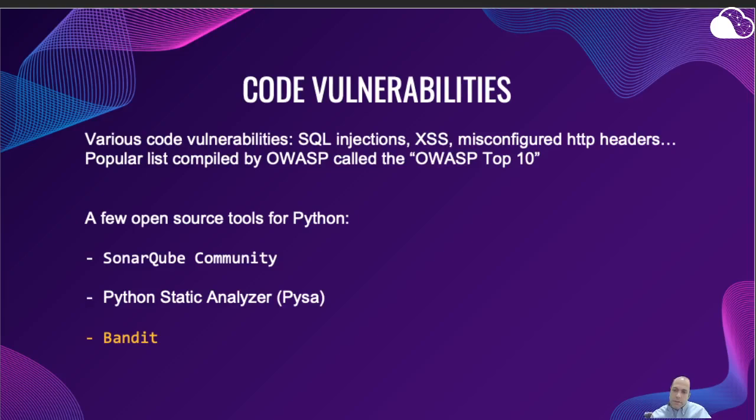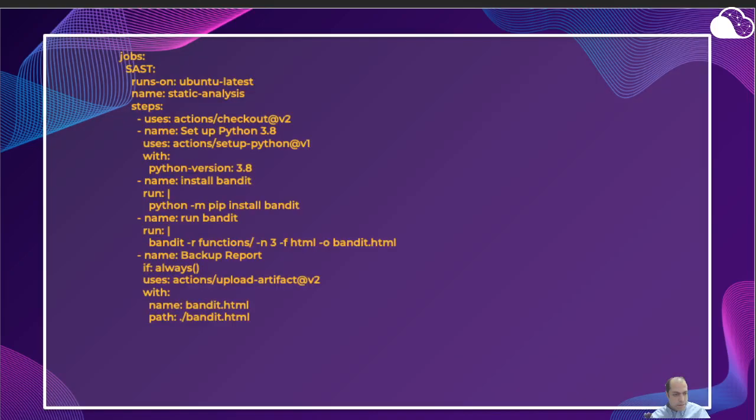Now, concerning your code itself, there are lots of types of vulnerabilities that you want to detect as soon as possible. For a list of the most common types of vulnerabilities, I would recommend taking a look at the yearly list compiled by the OWASP organization, called the OWASP Top 10. Now, a few code scanners exist for Python, and I will show you now how to integrate a very simple one called Bandit. It's a tool written in Python that has a few simple rules in order to detect some vulnerabilities. So let's see how it goes.